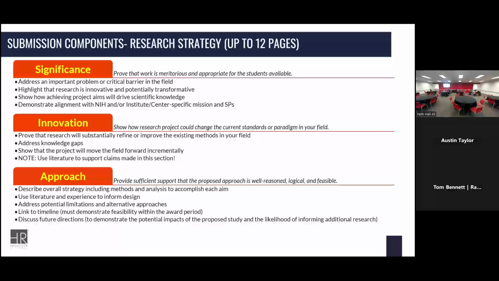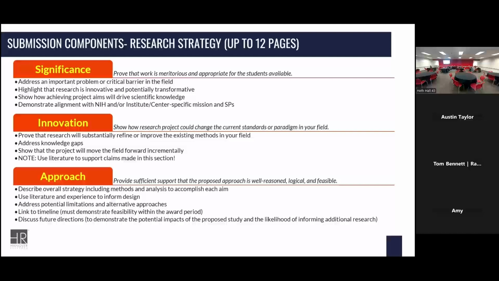The approach section, which is where most of your writing for your research strategy lands, is basically how you're going to go about pursuing the specific aims that you stated on your specific aims page. So this needs to be well-reasoned, needs to be logical, it needs to be accomplishable. So if you're going for that 3-year funding period, it needs to be doable in 3 years. And all that needs to be clear.